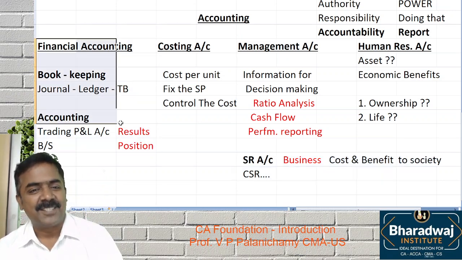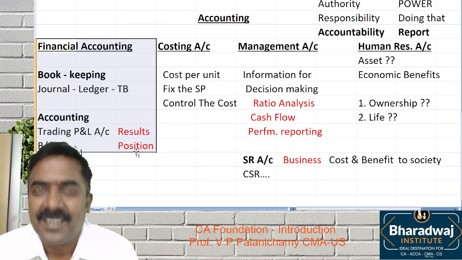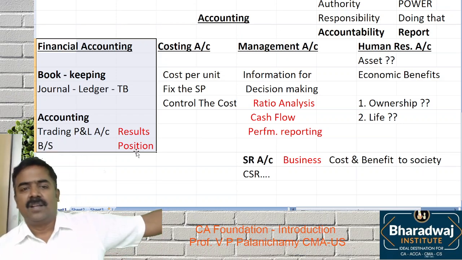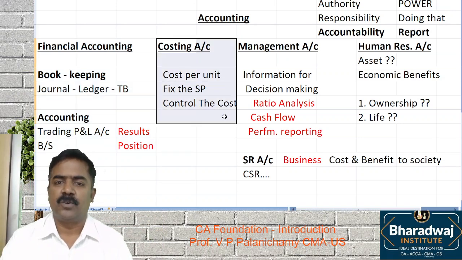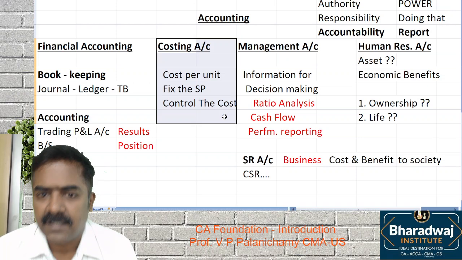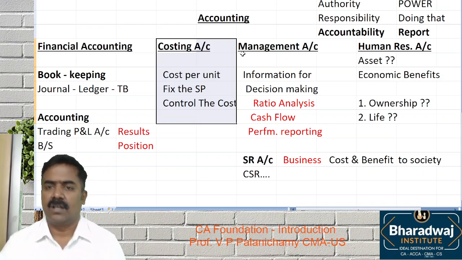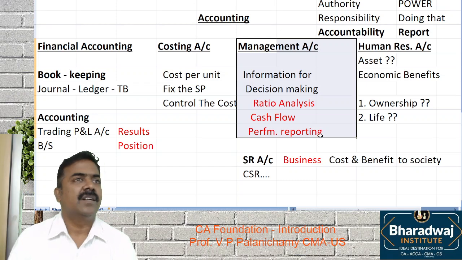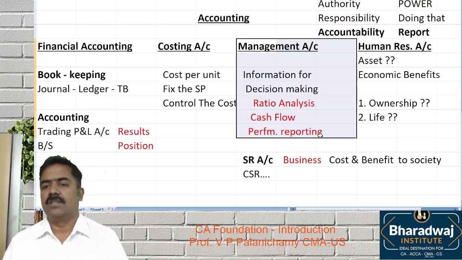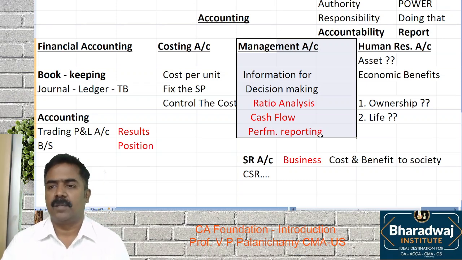Now, what is the first branch of accounting? Financial accounting is to do with which one? Prepare the P&L account and balance sheet, and your job is over. When is the job of cost accounting over? Find the cost, fix the selling price, control the cost. What is the work of management accounting? Providing information for decision making, ratio analysis, cash flow statement, performance reporting and so on.